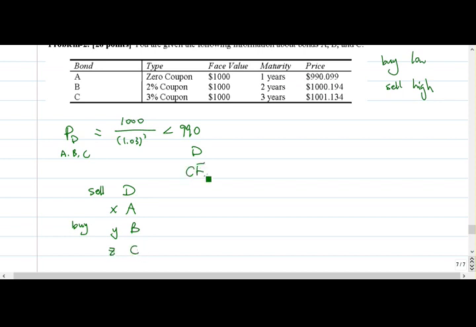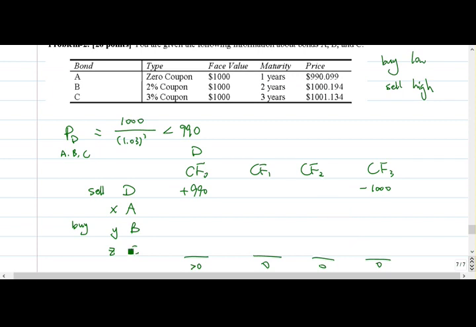So again, cash flow table. This time the question says you need to make profit times 0. So let's make everything else 0 and leave the first one to be positive, hopefully. So first start with selling D. If I buy D, I pay 990. If I sell, I get that much money, and I need to pay $1,000 at the end. So we need this to be 0.